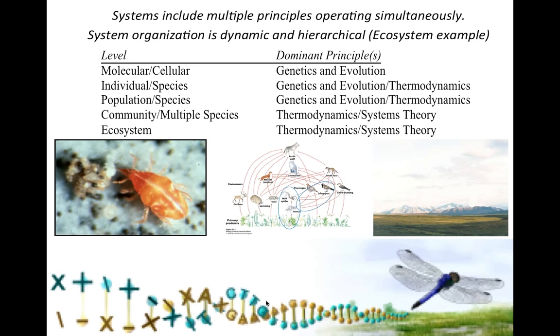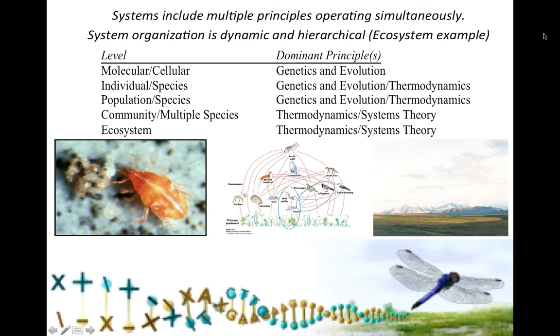Okay, so what we're going to do now is look at an example of how we might study an ecosystem and try to provide you with a way to operationalize what we just said. Here are a couple of ideas to think about: when we look at a system, in this case an ecosystem, it may include multiple principles operating simultaneously, organized in a dynamic and hierarchical manner.